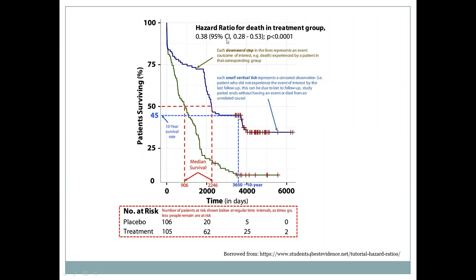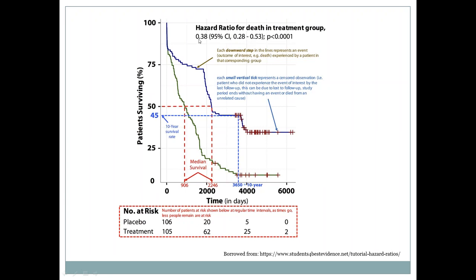We have to put a confidence interval around it, which means that we said this was the hazard ratio, 0.38. However, if we were to do this study again in the exact same way, we would expect with 95% confidence that the true hazard ratio is going to be somewhere between 0.28 and 0.53. So it's still good, right? If I had a confidence interval that had that 1 inside it, then it wouldn't be significant because it would be possible that there was no difference between treatment and control. Okay, so we like this.